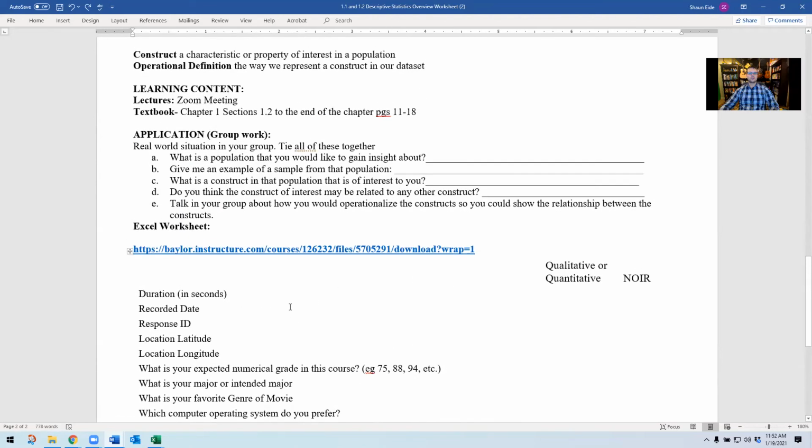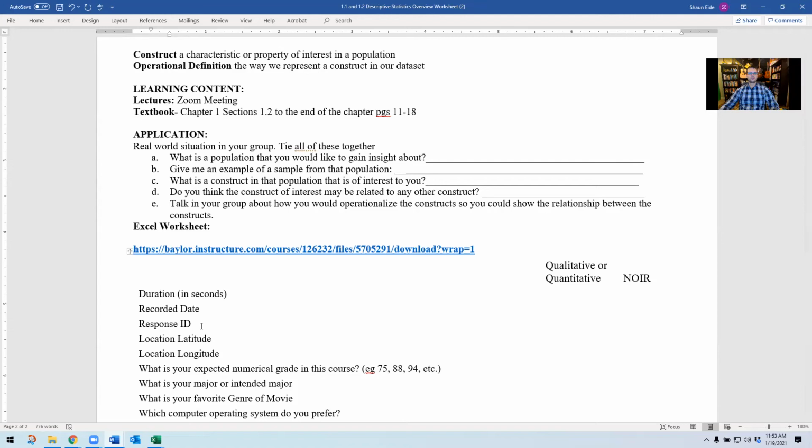And then coming down here, once again, don't worry about this. This says group work. This isn't actually group work. This was last semester when we had Zoom meetings. I had you guys break up into groups. But if you wanted to, you could talk about this in your group, and talk about, okay, what's a population that you would like to gain insight about?